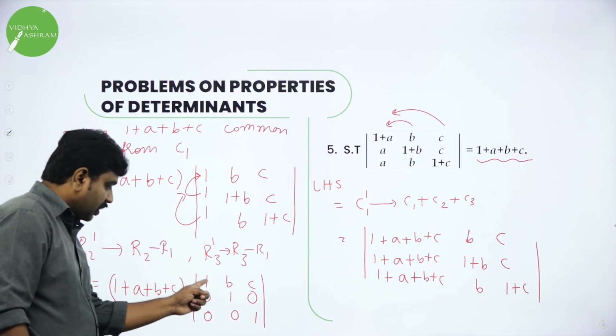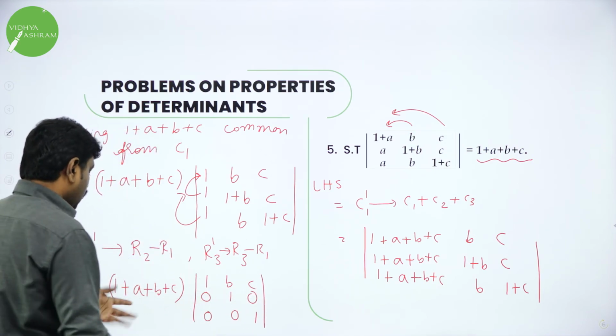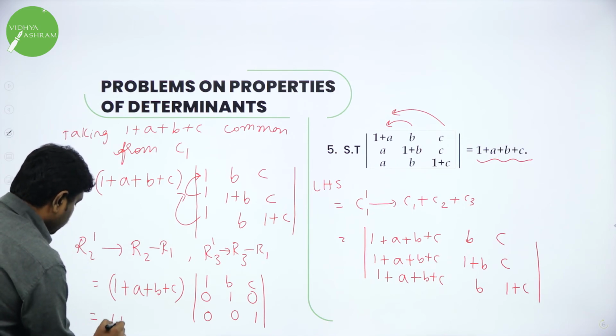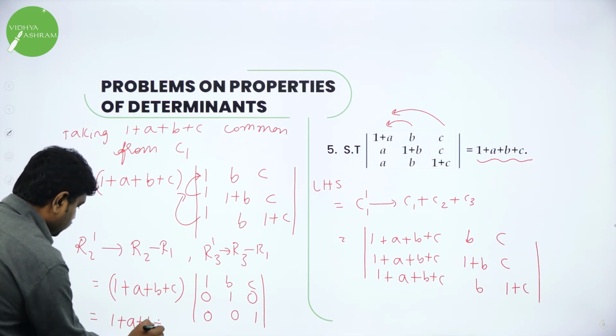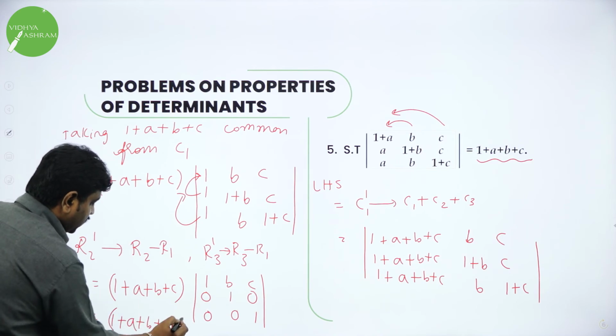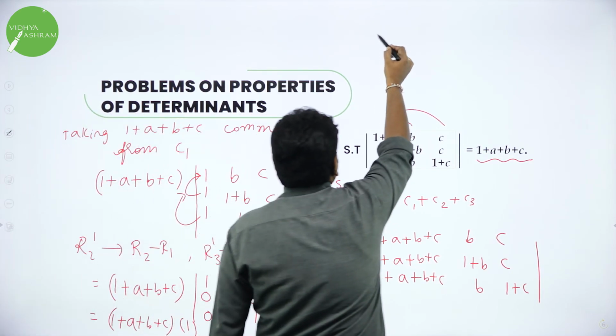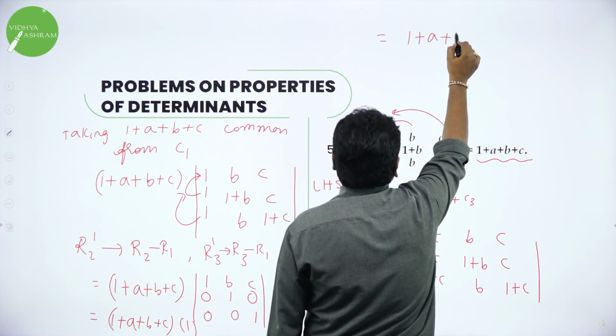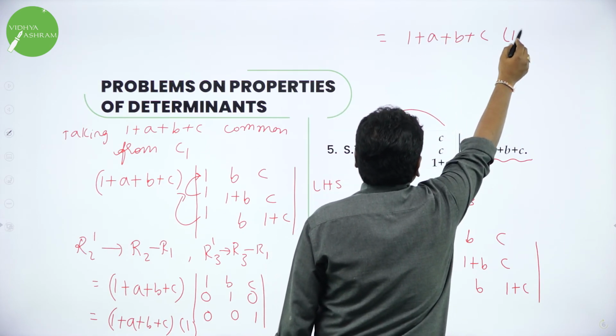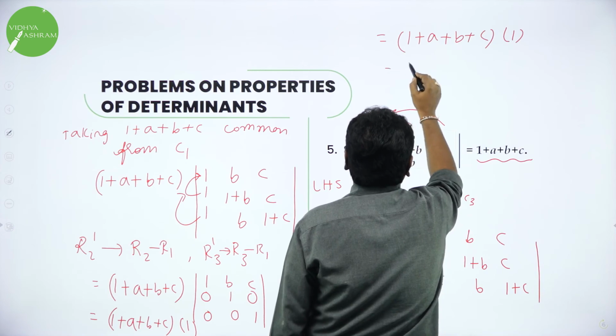If you expand, you will get the product of the diagonal, 1 into 1 into 1, or you expand normally, you will get the same: 1 plus a plus b plus c into the product of diagonal elements, which is the determinant 1. So we will get the RHS. RHS is what? 1 plus a plus b plus c into 1, that is 1 plus a plus b plus c, hence the proof.